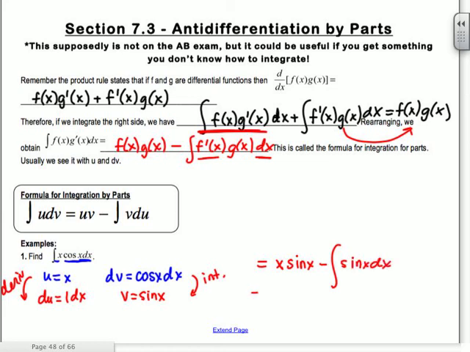And this is something you know how to integrate. We didn't know how to integrate x cosine of x, so we used integration by parts. But now we know how to integrate sine of x, right? So I get x sine of x minus negative cosine, so plus cosine of x, plus c. And that's your answer.